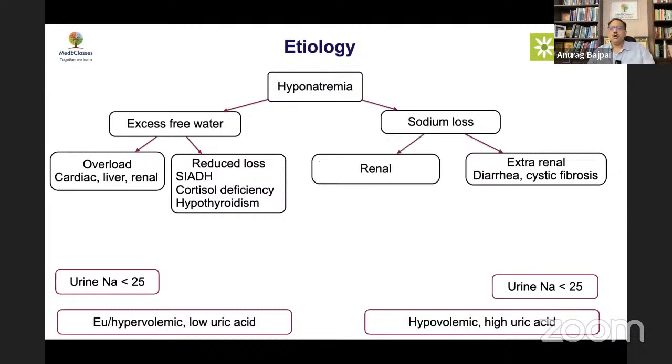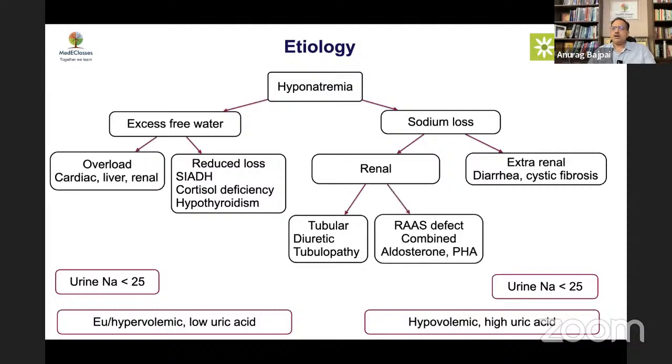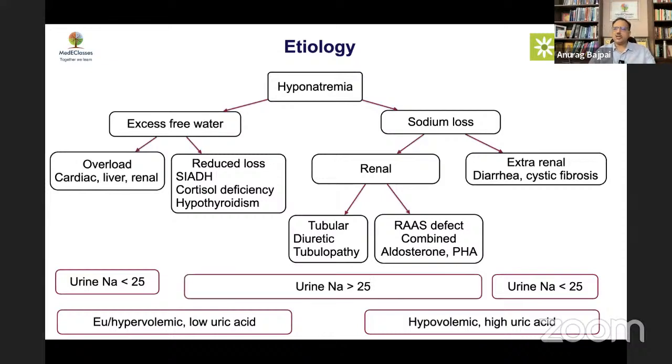Urinary sodium will be low, or renal, in which it could be tubular abnormalities like diuretic and tubulopathy, or RAS defect, in which you have a combined defect. Tubulopathy and diuretic use will have hypokalemia. RAS defect will have hyperkalemia, high potassium in that regards. And your urinary sodium will be high both in SIADH and renal loss. So if you look at this grid, if you know about three things, basically the volume status, the urinary sodium, and the potassium level, you can very easily classify which is the cause of hyponatremia. And this is what I'll discuss subsequently in approach.